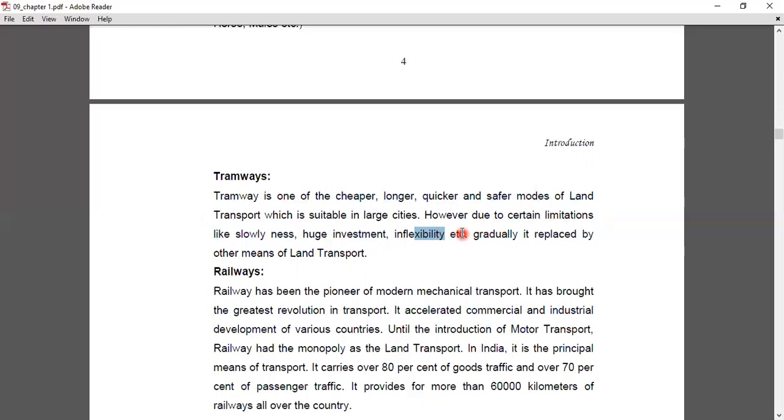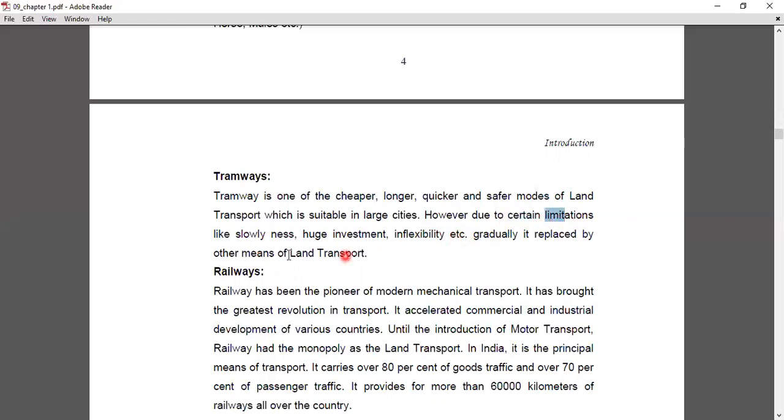So the tramways are old fashioned right now. In recent times, we know about the BRTS, the metros, the hyperloops, and different types of transportation systems which are to be developed currently as well as in the near future.